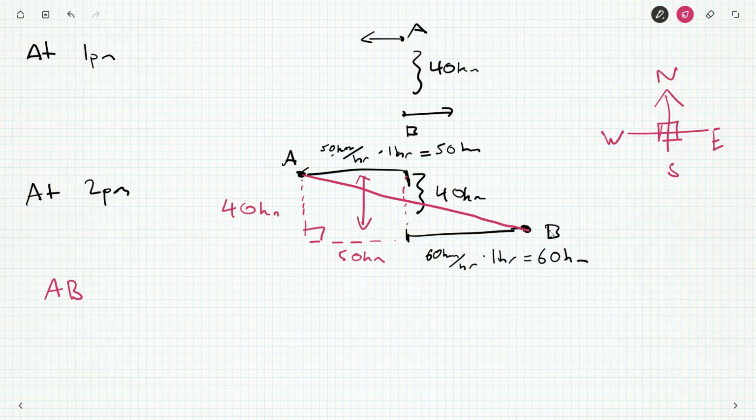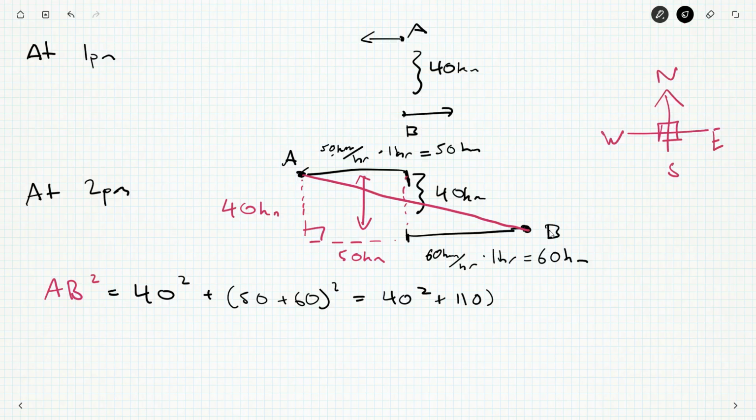So AB squared is just going to be 40 squared plus (50 plus 60) squared, and that's 40 squared plus 110 squared. And that's 1600 plus 12100. And that's going to be 13700.